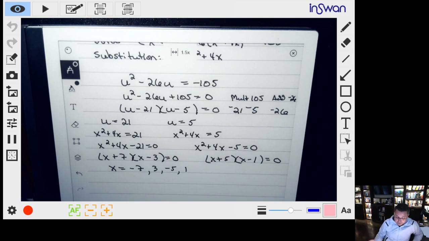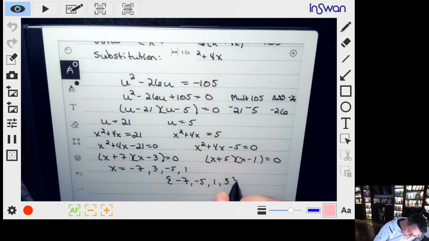Now there shouldn't have been any restrictions because we didn't do any of our own squaring, and so we didn't have any issues with denominators. So all of those solutions should work. So -7, -5, positive 1, and positive 3. Okay, that's it.